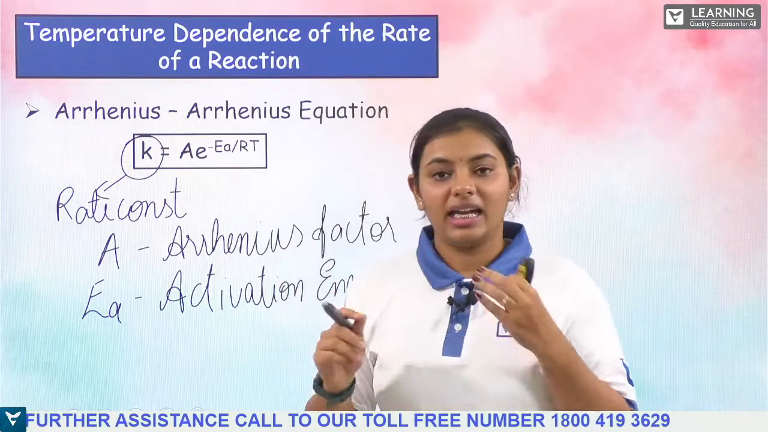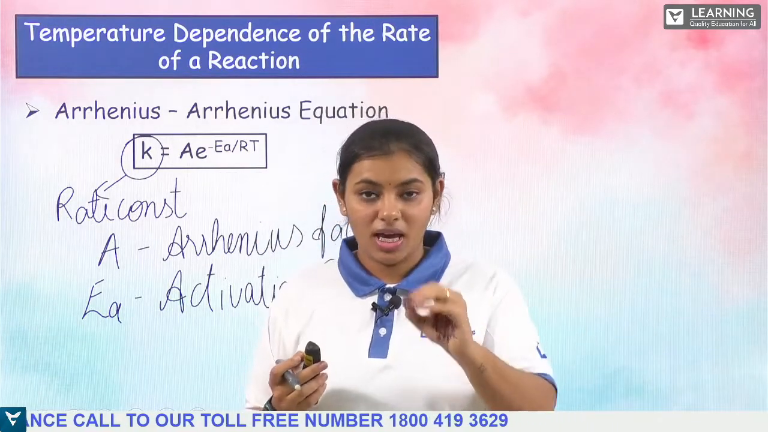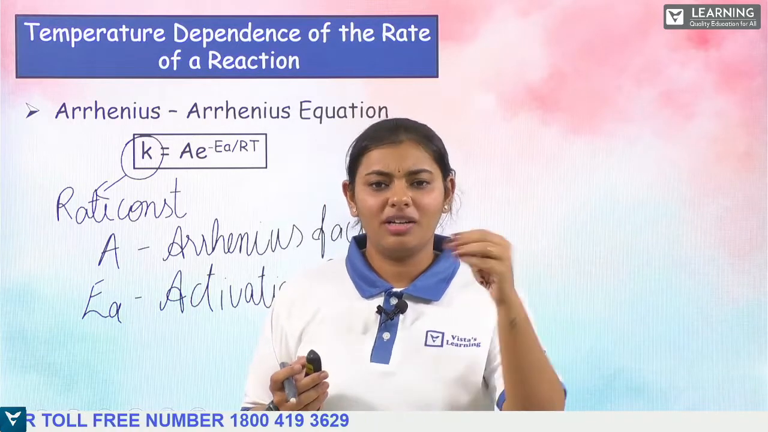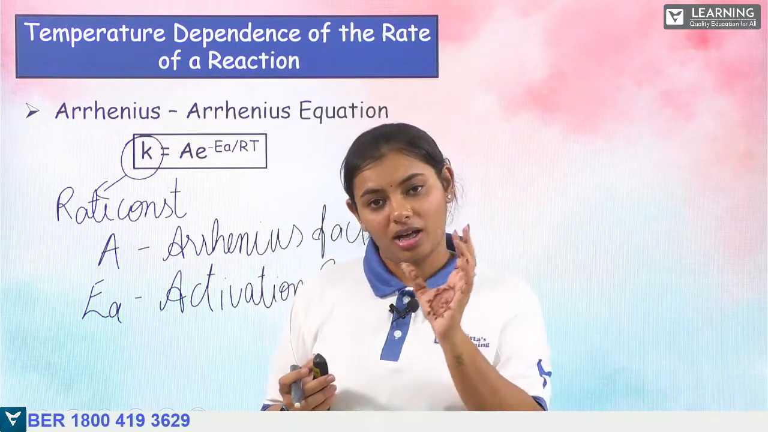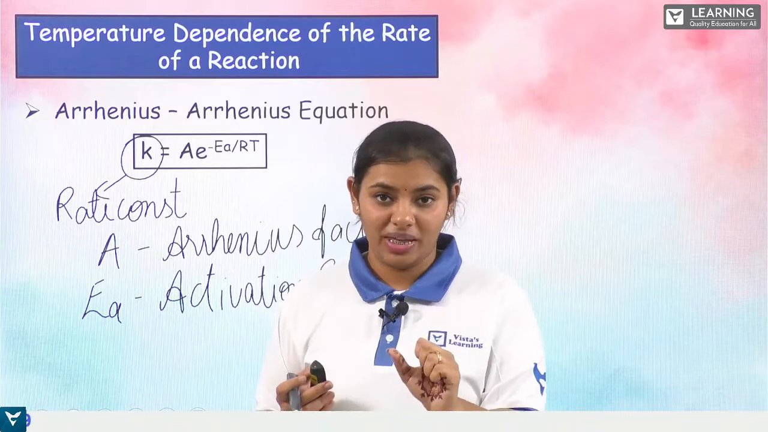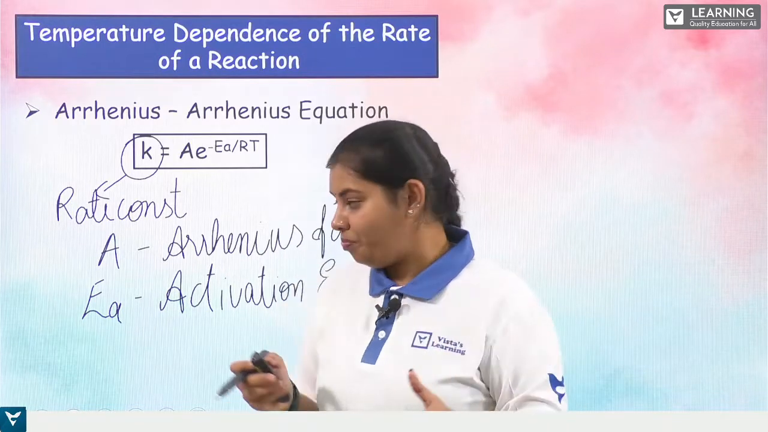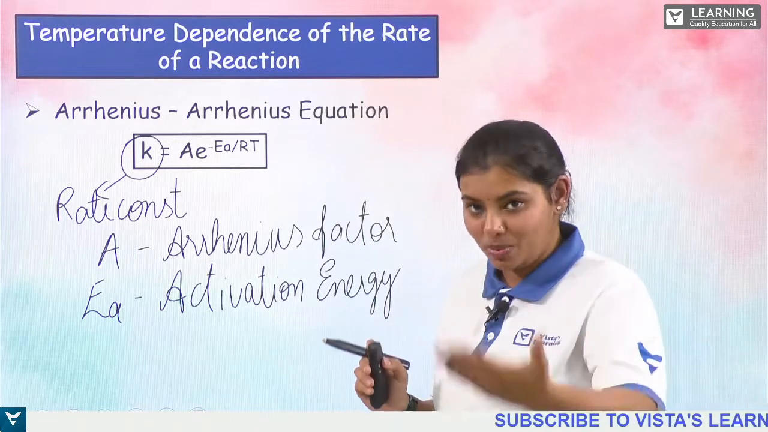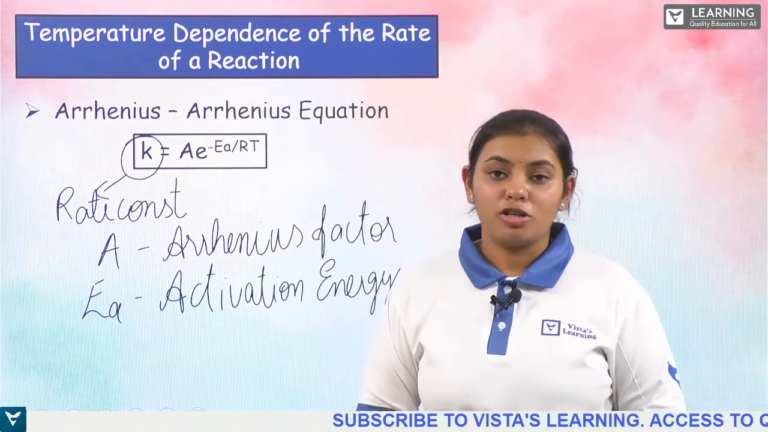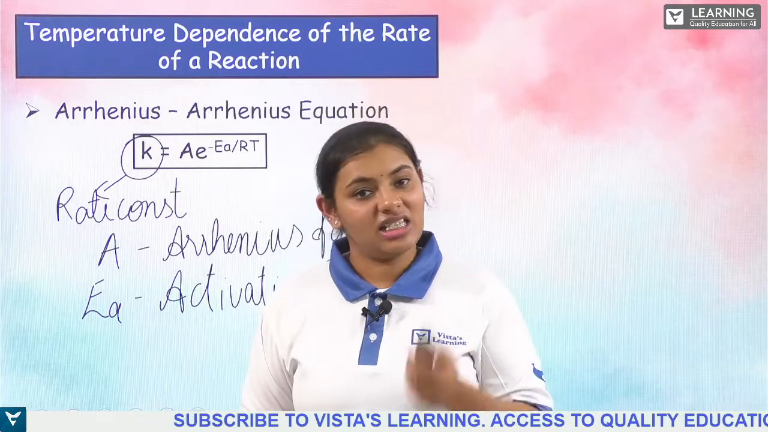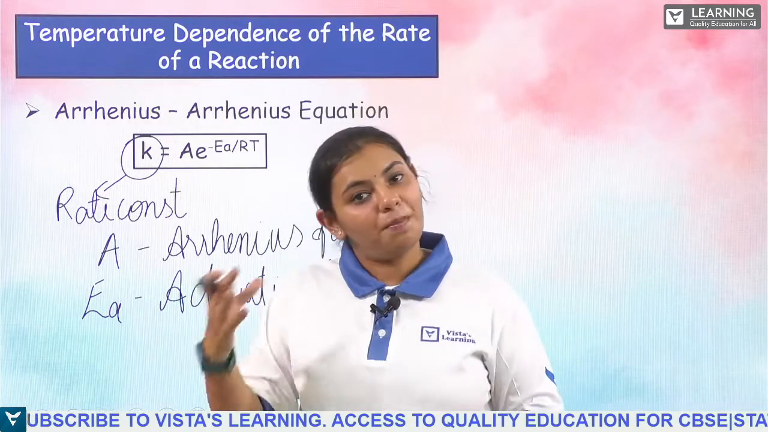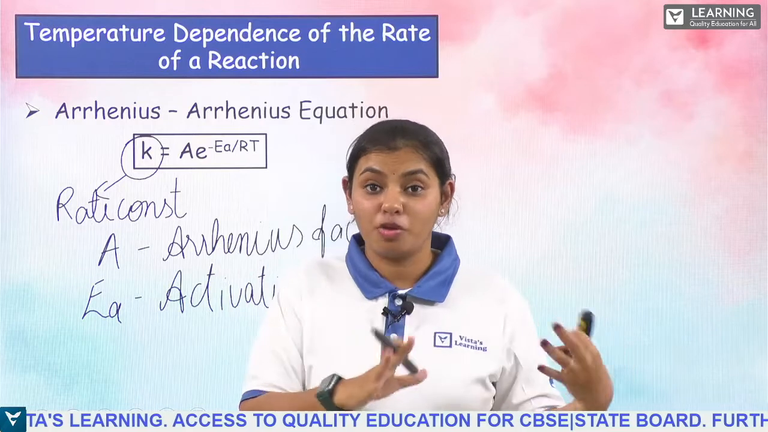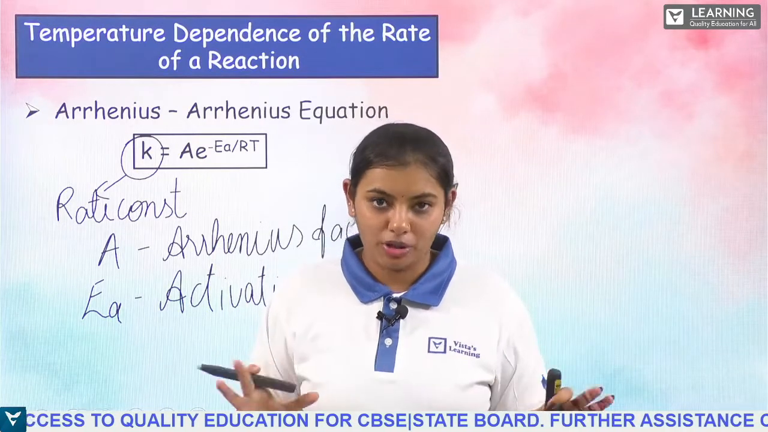So first, A, the Arrhenius factor, is constant, okay? It's determined for different reactions, and different numericals will have different values. So it is a predetermined value, as well as Ea, the activation energy, which we will study further. R and T: we know the gas constant, and T is the temperature. So at what particular temperature, how exactly the rate is going to change, that is what we are going to be studying.